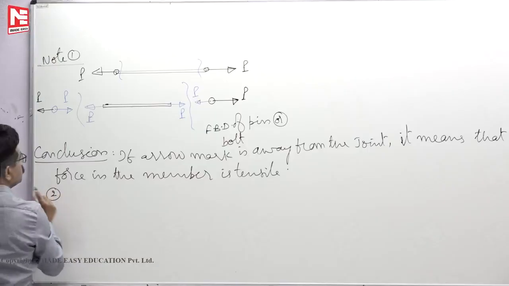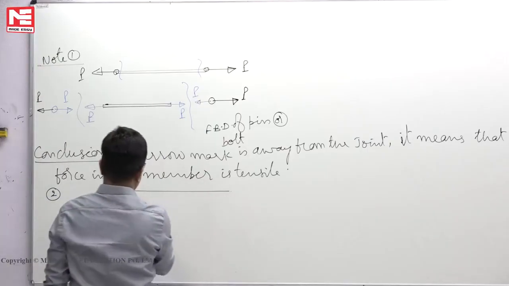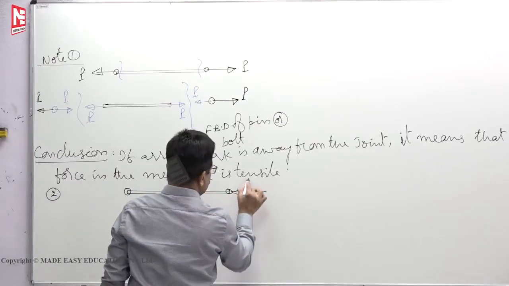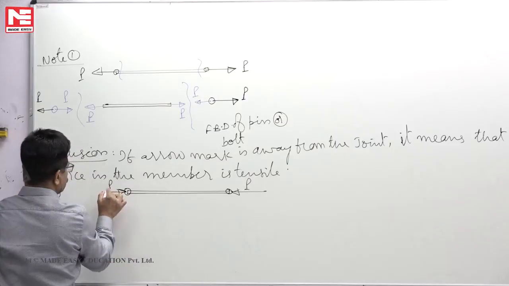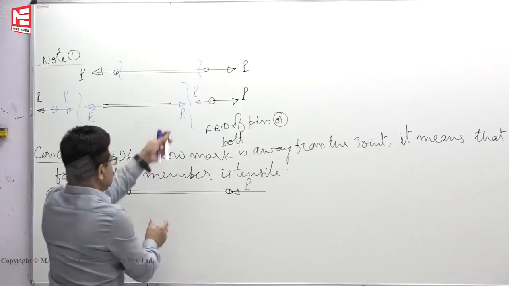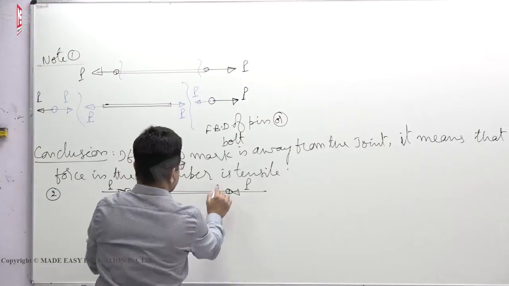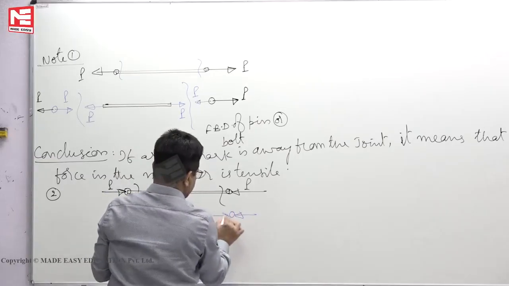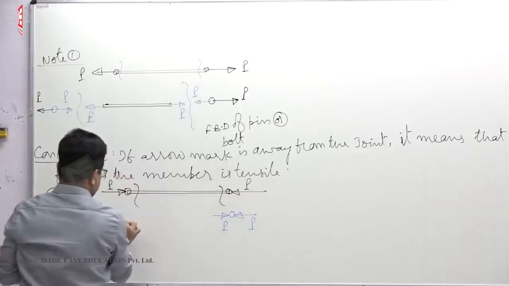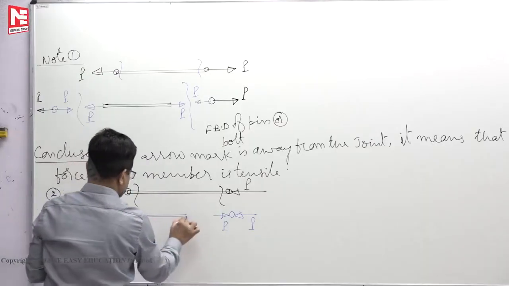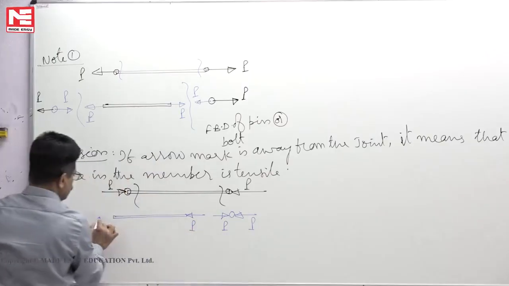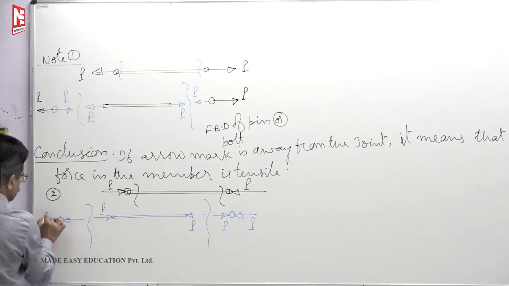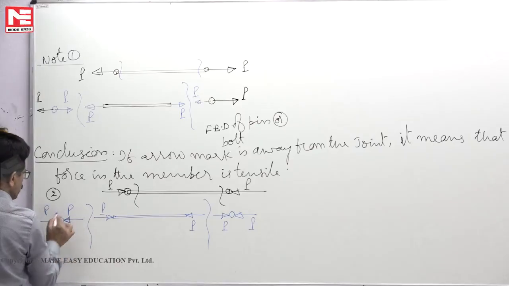Second point. The same thing we can write. Suppose you have a member, inclusive of pin, subjected to forces like this, say P. If you draw the free body diagram of the pin and member, it looks like this. This is the pin, let us say. The same thing I will write: P here, P here. This member's free body is like this, P here, P here. The same way, instead of the arrow mark away, now it is towards.